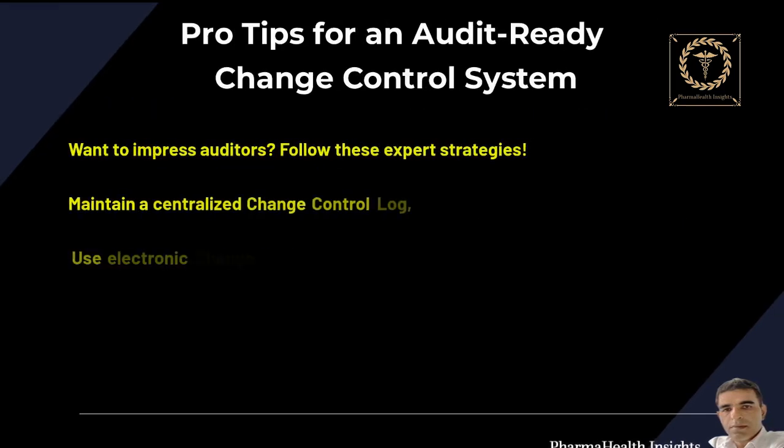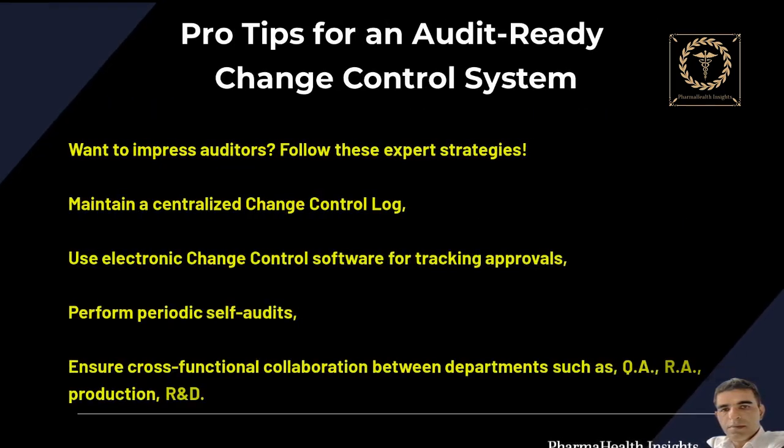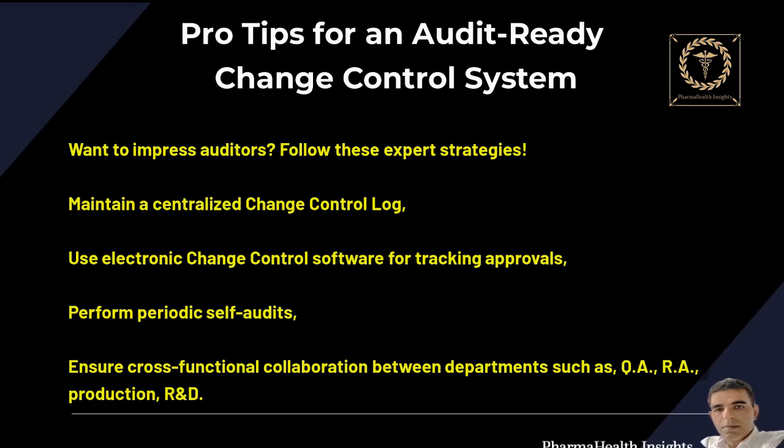Want to impress auditors? Follow these expert strategies. Maintain a centralized change control log. Use electronic change control software for tracking approvals. Perform periodic self-audits. Ensure cross-functional collaboration between departments such as QA, RA, production, R&D.